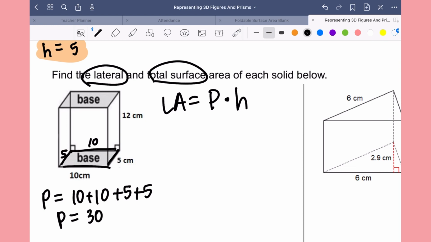And what is the height of this prism? Remember, the height is perpendicular to the base. So here's the base and here's the height. Perpendicular. Height is 12.